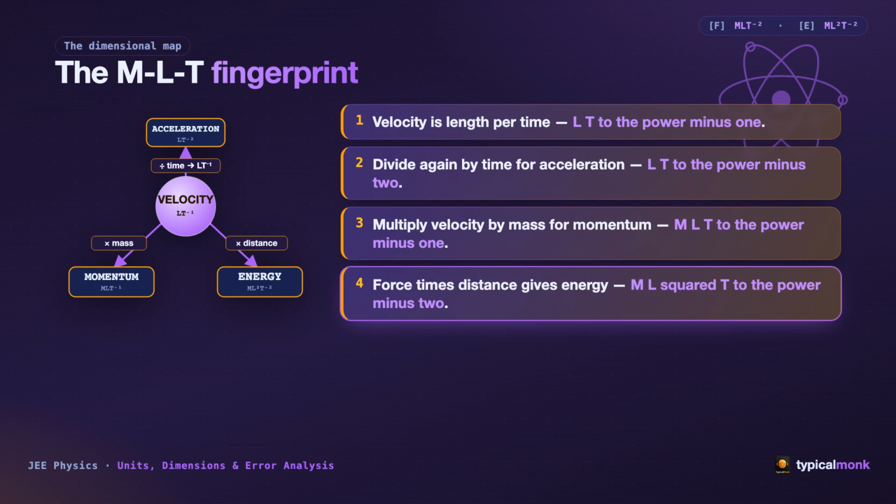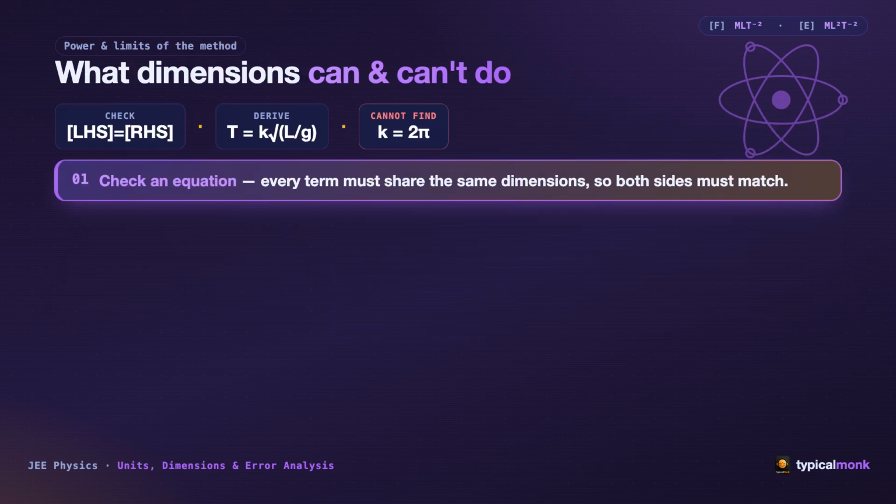David used to memorize every fingerprint separately and kept forgetting them. Today he learned to walk this map, building each quantity from velocity. He never needed to memorize again. Now, what can this fingerprint actually do for us? And, just as important, what can it not do?